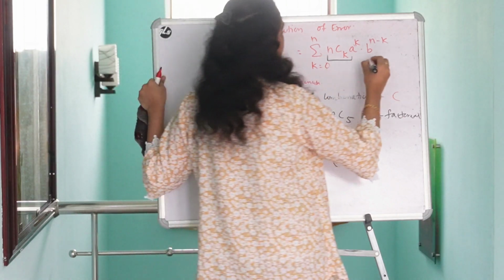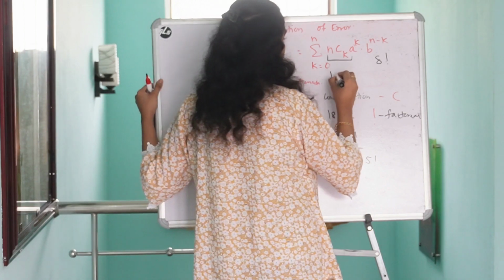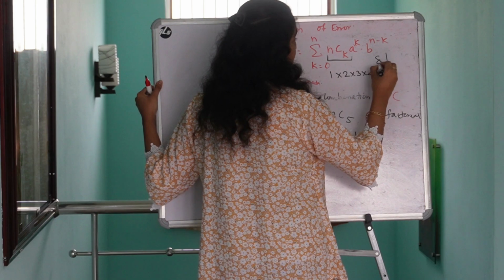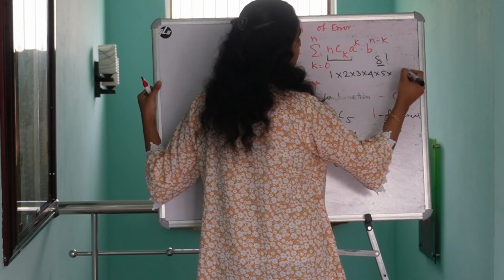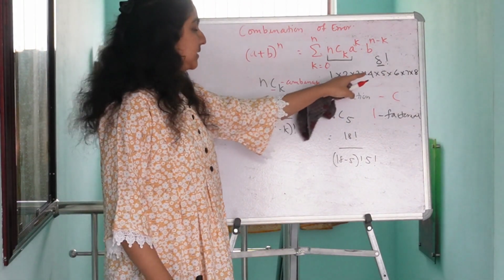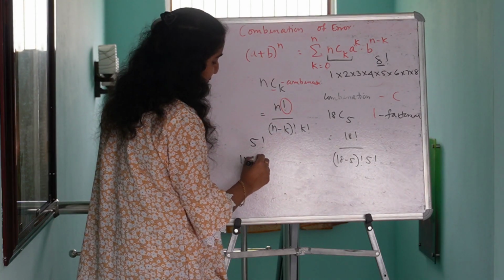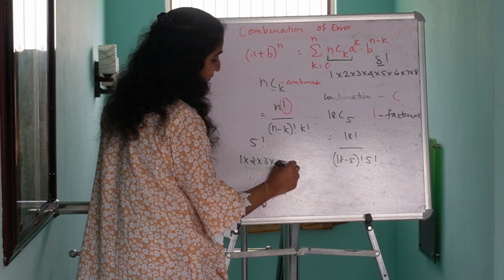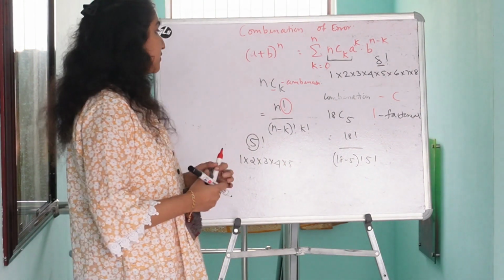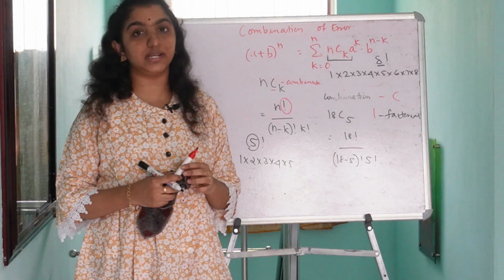Say, for example, if you are asked to find 8 factorial, starting from 1 we have to find the product of numbers up to the given value, 8. Is it clear? Suppose you are asked to find 5 factorial. What is it equal to? 1 into 2 into 3 into 4 into 5, starting from 1 up to the given value. Is it clear, guys? Factorial and the equation of combination, is it clear?